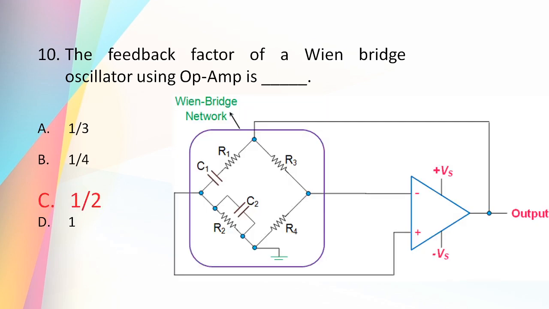The answer is 1 by 2. At resonant frequency, the feedback factor R2 by R1 of a Wien bridge oscillator using op-amp is 1 by 2, so that the amplifier gain will be greater than 2 to maintain the sustained oscillations.